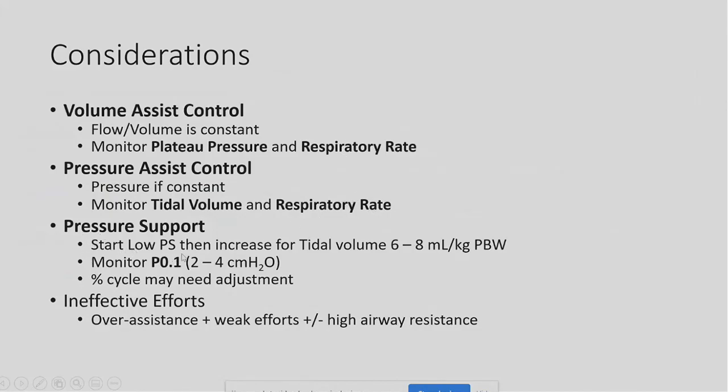Pressure support, start low pressure support and increase for tidal volume 6 to 8 mL per kilo. Monitor P0.1, 2 to 4 is a decent range. The percent cycle may need adjustments, especially in patients with COPD. And ineffective efforts occur typically due to over-assistance and weak efforts plus or minus high airway resistance.